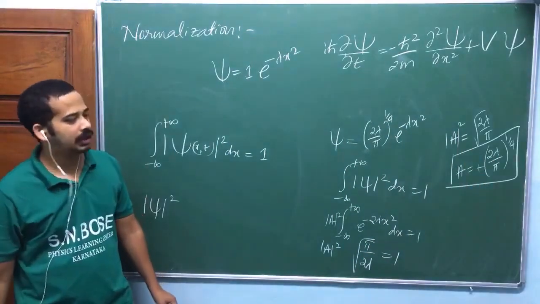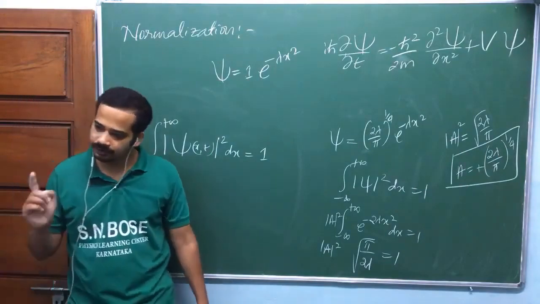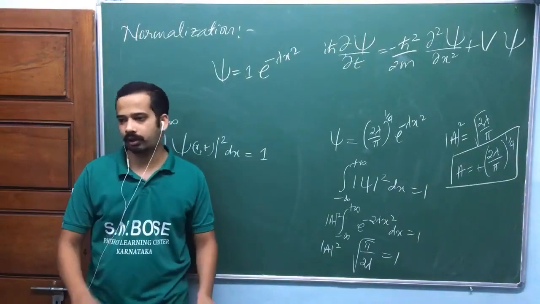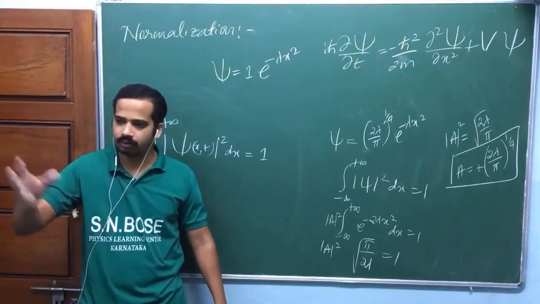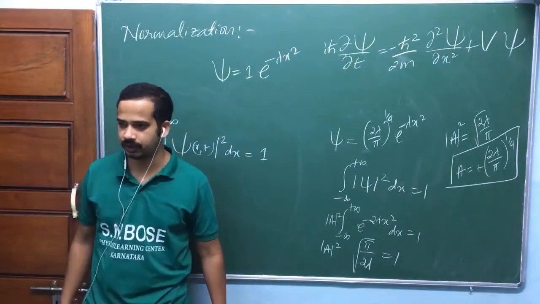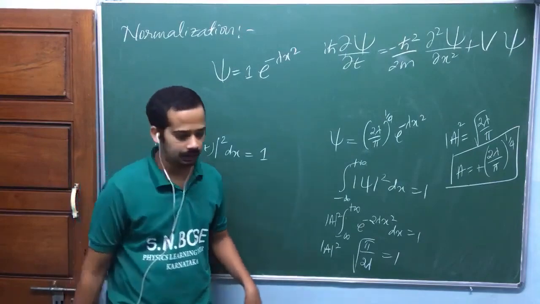Only by looking into psi you can't see. In case of position interpretation, you better look into mod psi square. In case of momentum interpretation, you better go for the momentum space wave function. We say like that, isn't it? Like that, okay? Yeah.